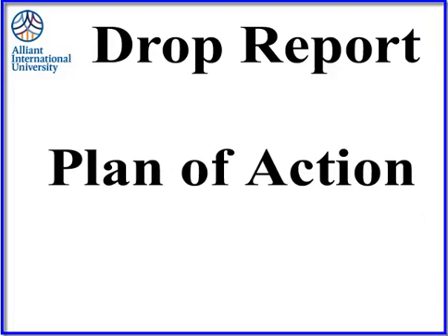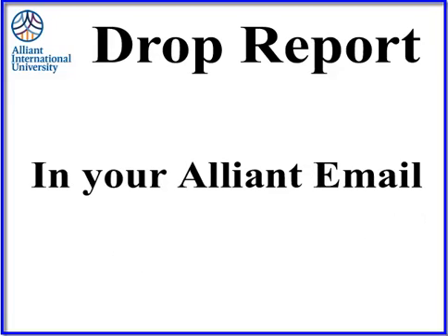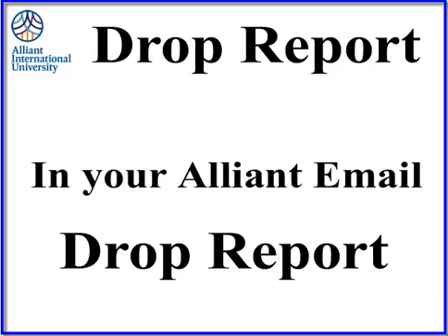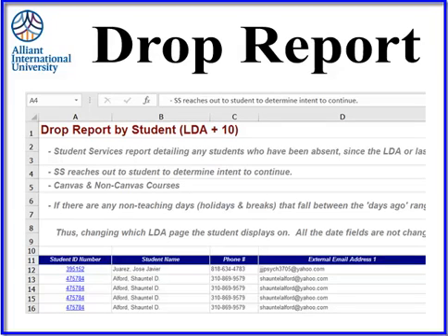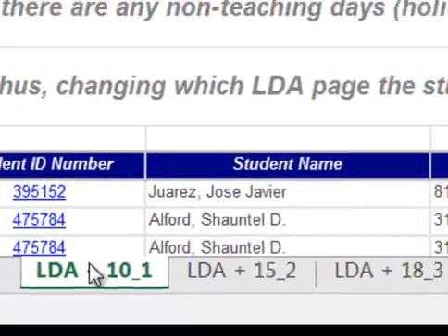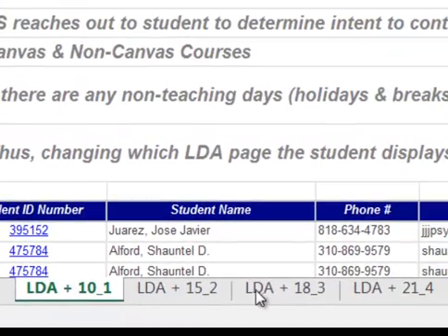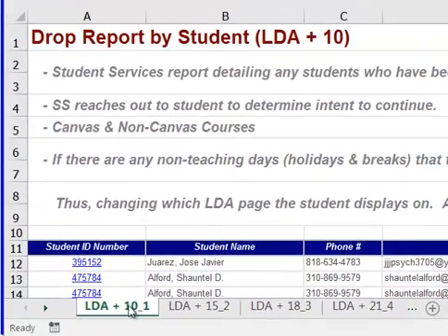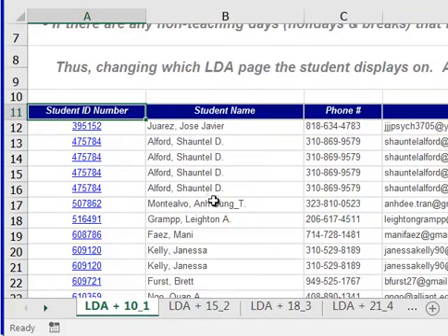So the plan of action is to do this. You're going to check your Alliant email, and you're going to get a drop report daily. I'll say that again. Every day in your Alliant email, you're going to get a current drop report, and it kind of looks like this. And you'll notice the LDA, last day of attendance, plus 10 is at the bottom, plus 15, plus 18, et cetera. So go ahead and check out these tabs. And on these sheets, it'll tell you everything you need to know.